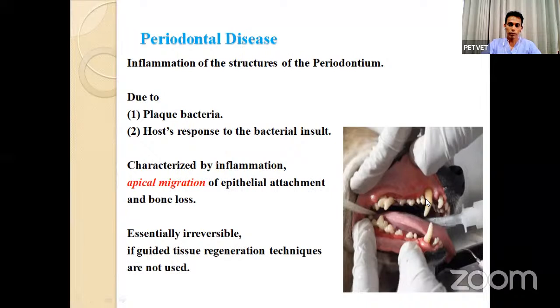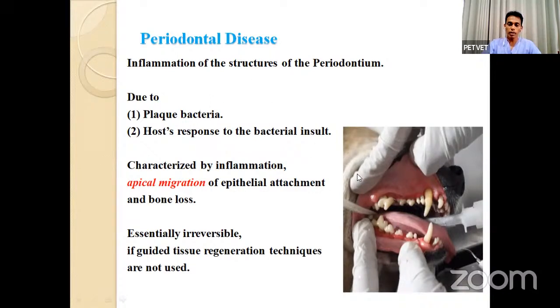So now this is the cemento-enamel junction in this tooth. This is the crown and this is the root. Apical migration means that ideally the gum line should have been here, but due to the accumulation of Tata for a long time, those bacteria and the host response have destroyed all the periodontal ligament and the alveolar bone here. So you can see all this exposed root part. Ideally, the gum line should have been here. At this stage, this bone loss is essentially irreversible unless you use tissue regeneration techniques, which are a little bit advanced techniques.